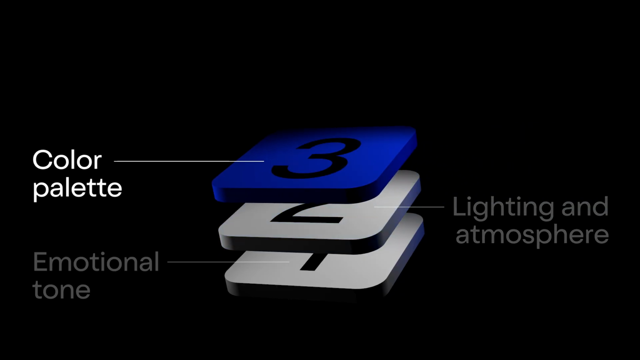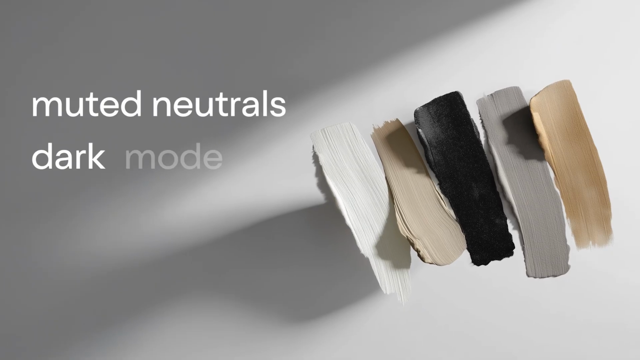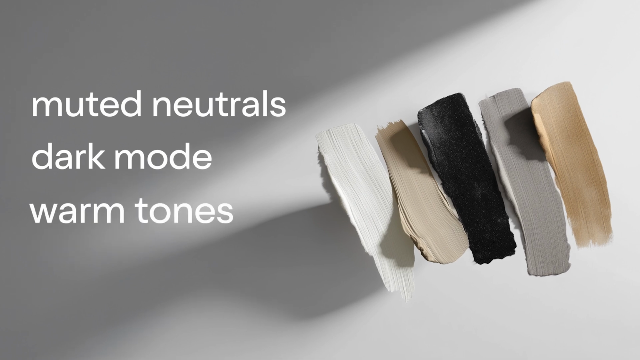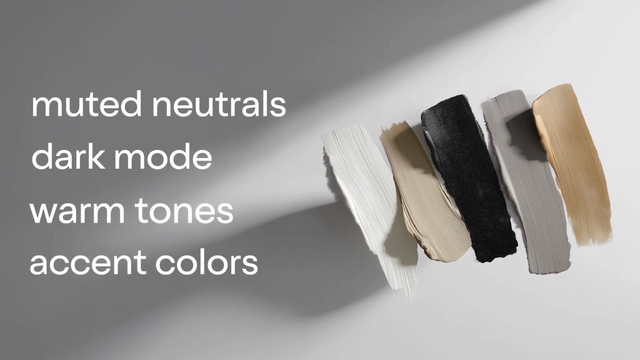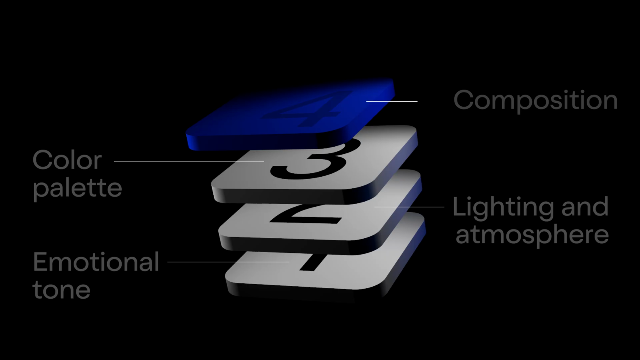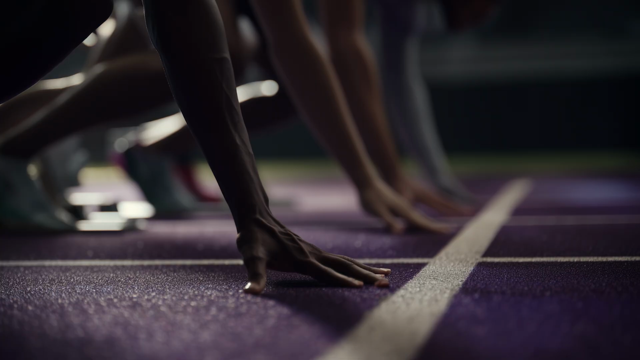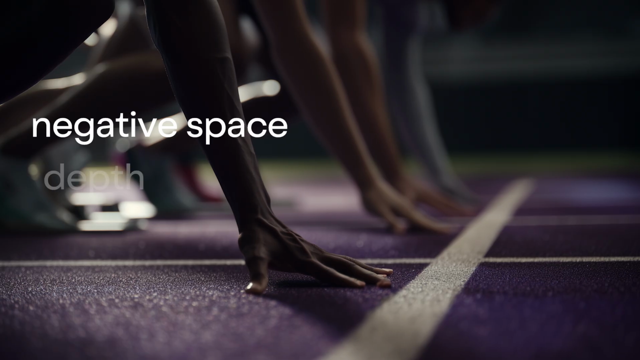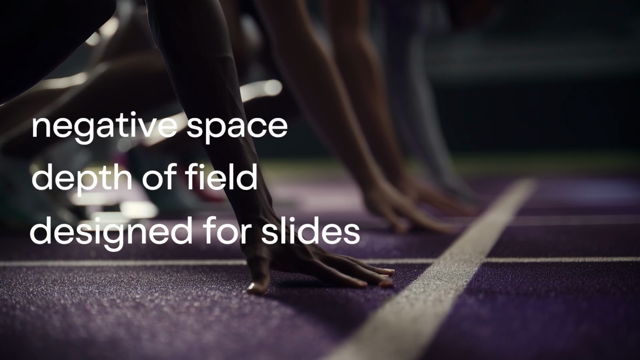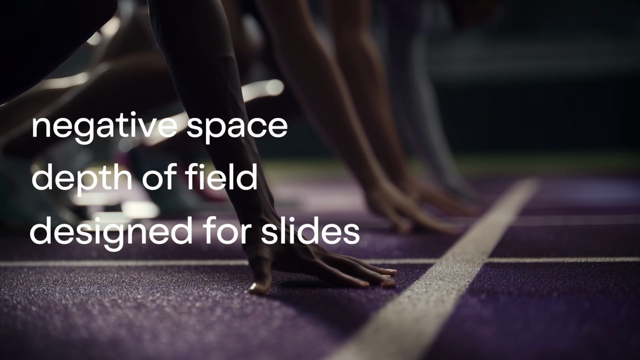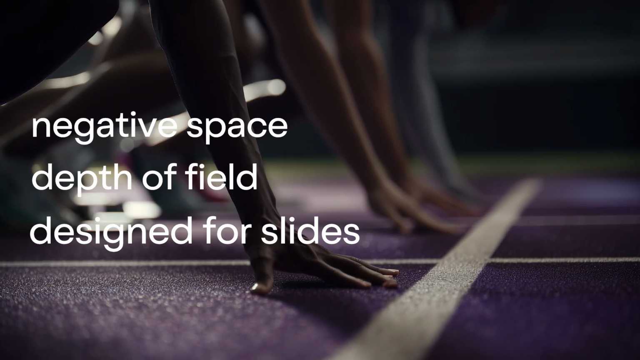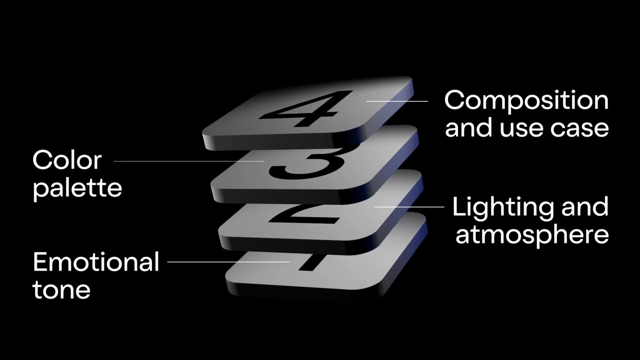Layer number 3. Color palette. Tie the image to your brand or presentation theme: muted neutrals, dark mode, warm tones, or controlled accent colors. And layer number 4. Composition and use case. Always mention negative space, depth of field, and that the image is designed for presentation slides. And this is the structure of prompt that really works.